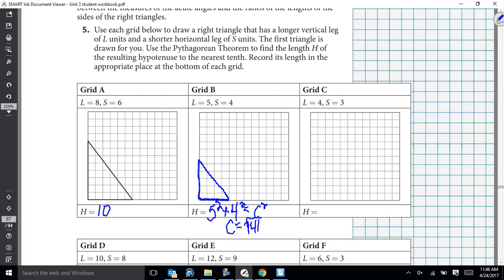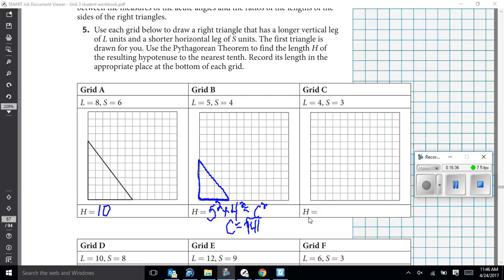All right, so I think you got C, D, E, and F. Let's do those real quick. We'll take a minute and get those drawn and calculated. This might be one to divide and conquer with your neighbor.